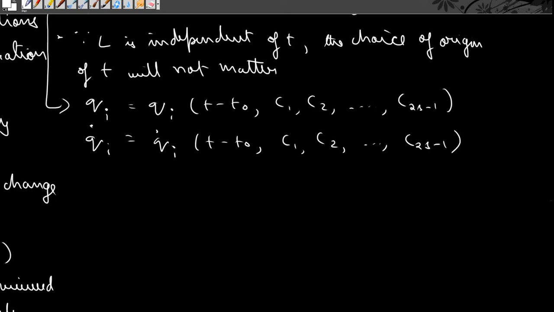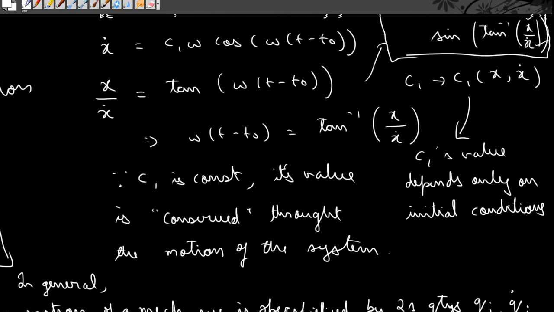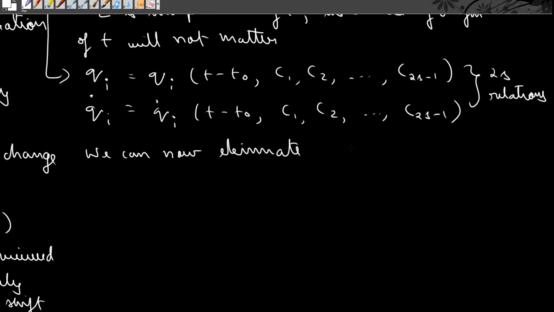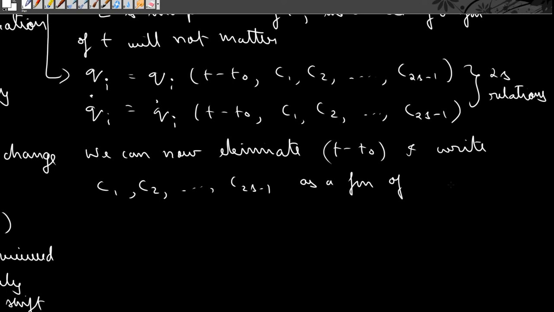So these functions are constants, as we have seen over here. Now we have 2s number of relations. From these sets of relations, we can eliminate t minus t naught and write C1, C2, dot dot dot C2s minus 1 as a function of qi and qi dot. After we eliminate t minus t naught using these 2s number of relations, we can express this C1 as a function of qi and qi dot.